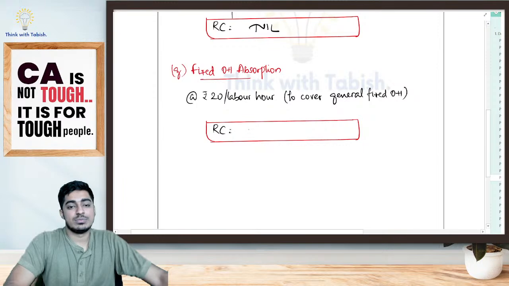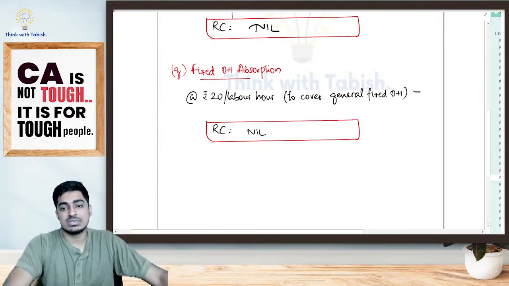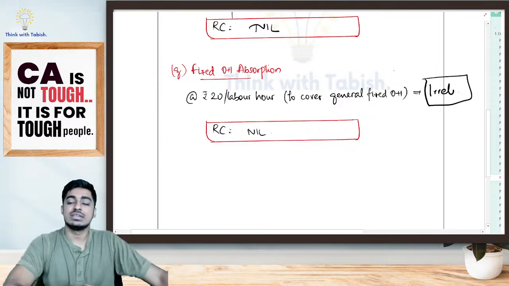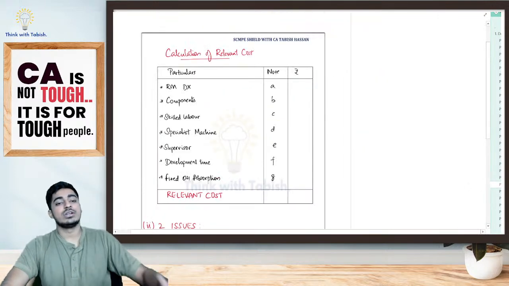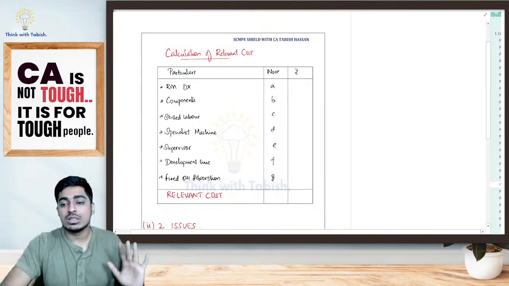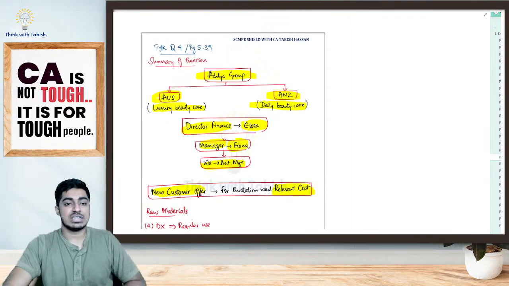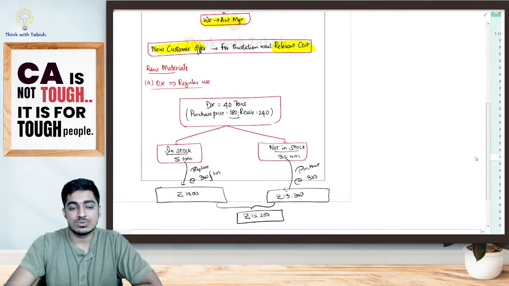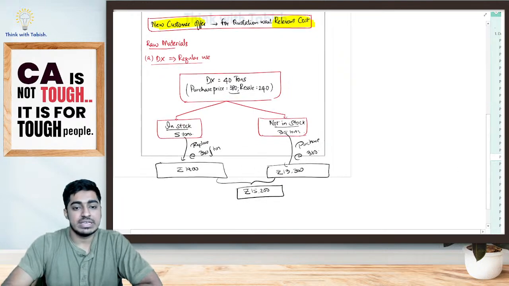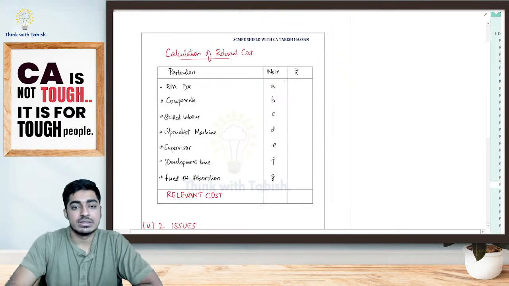Relevant cost is going to be nil. Yes, this is irrelevant for decision making. Is it clear? Yes. What we need to do? Ultimately, we need to add all the items one by one. Tell me, students, what is the cost for DX? 15,200.